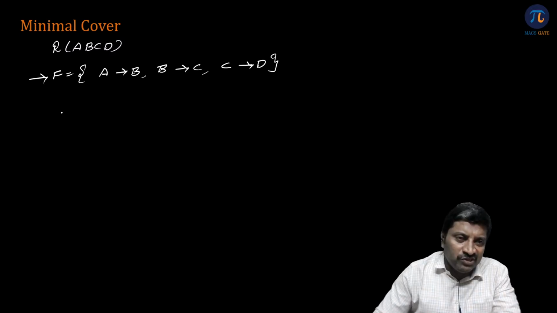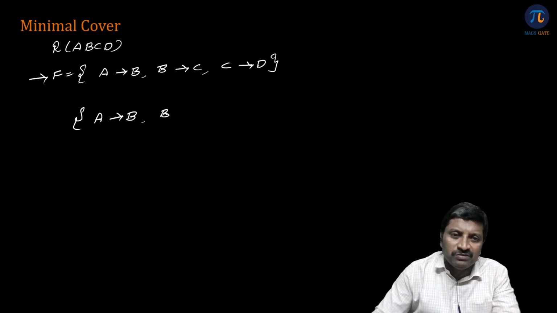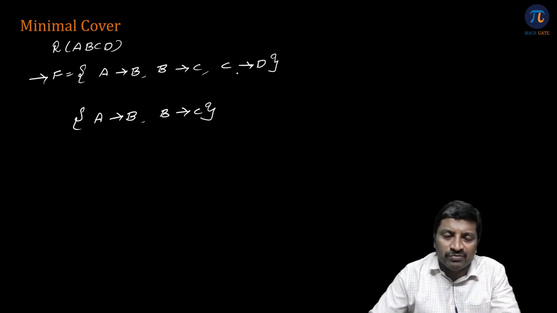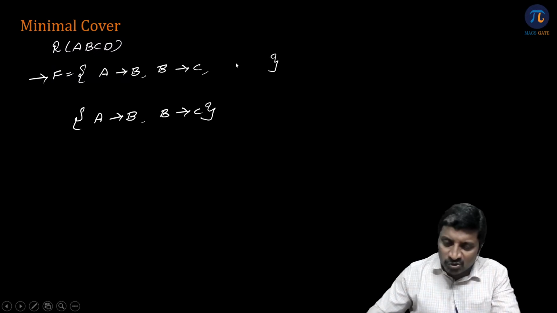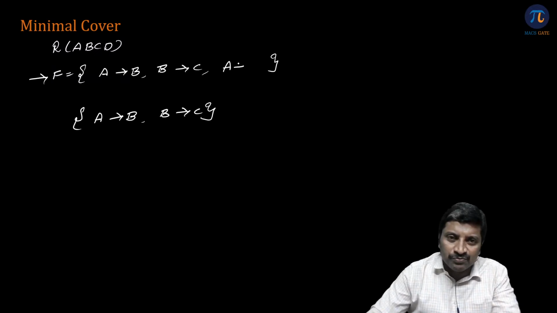Now, if you observe it, I can write one more set. A implies B, B implies C. These two are enough to write, sir. No need to write the third one. Sorry, just one minute, sir. It's not C goes to D. Actually, I was supposed to write A goes to C. I'm sorry.